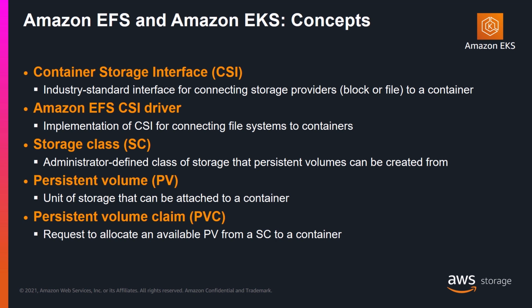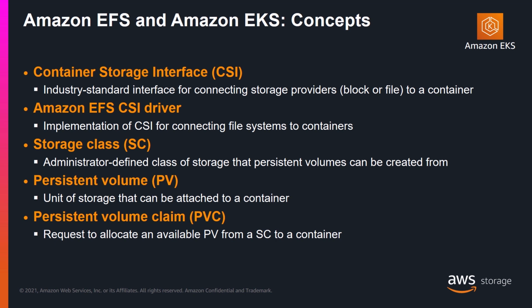First, you create a storage class which describes a particular type of storage a user can request. Examples might be having one storage class for block, another for file, and you might have one for high throughput file, standard throughput file, and so on. Within your storage classes, the administrator provisions persistent volumes, or PVs, which map to actual units of storage on an EFS file system.